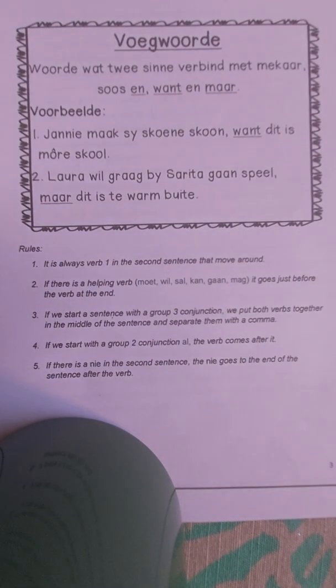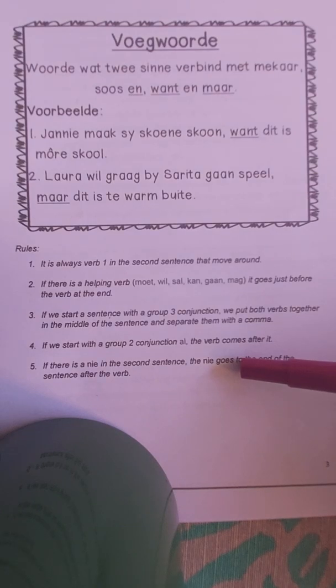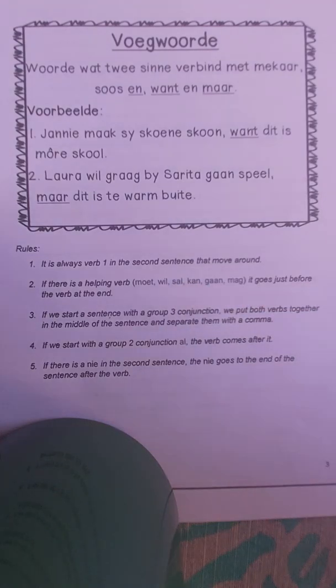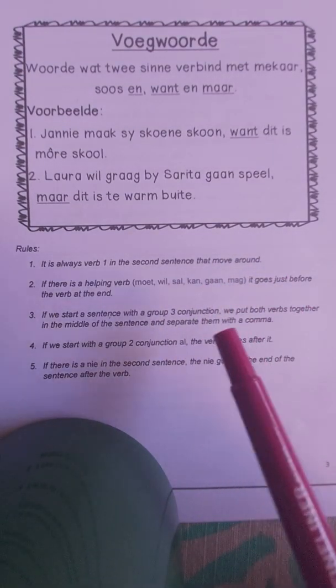On page 3, you will see 5 exceptions that you need to pay attention to. I will make some examples for you, and you will have to make sure that you understand each one of these exceptions. The first one, it is always verb 1 in the second sentence that moves around. So the first sentence is never affected. Number 2, if there is a helping verb, moet, wil, sal, kan, gaan, mag, it goes to just before the verb at the end. So you'll have verb 1 first and then verb 2 right next to it.